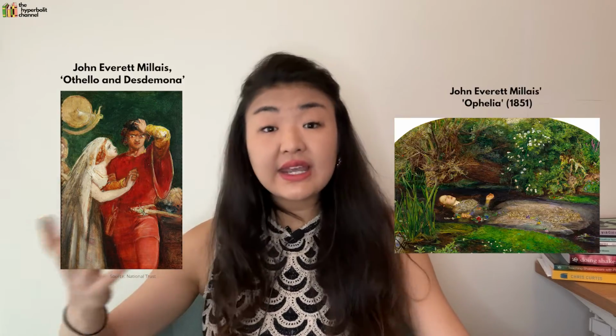So if you've watched my Othello art video, you know that John Everett Millais, one of the founding members of the Pre-Raphaelite Brotherhood, had often used Shakespearean characters and scenes as his subject, including Othello and Desdemona, Ophelia's drowning scene from Hamlet, and indeed the final act of Romeo and Juliet, when Romeo sees Juliet's still body in the tomb before taking his own life.